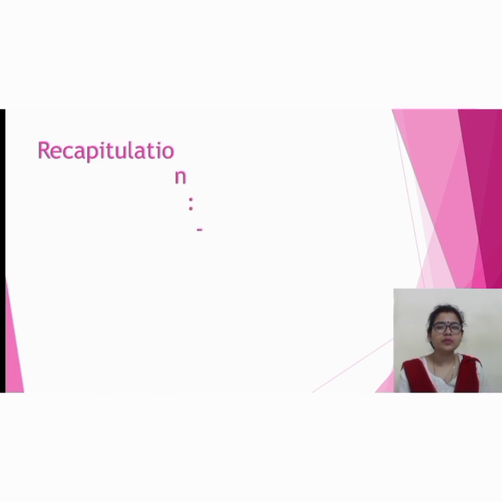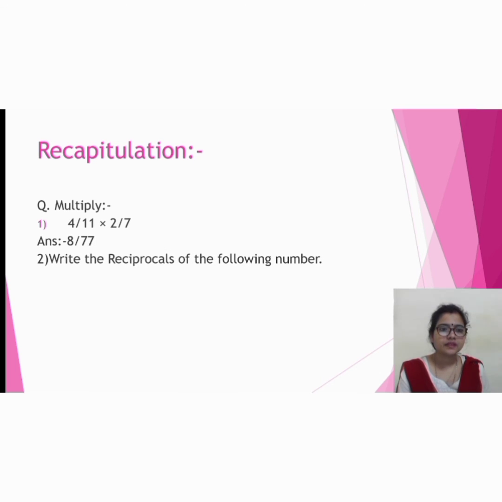So, student, now we will take a quick recap. See here, multiply 4 upon 11 into 2 upon 7. So, multiply it, student. Answer is 8 upon 77. Compare it. The next question is write the reciprocal of the following number. See here, this is 6 upon 7. Write the reciprocal of this, that is 7 upon 6.